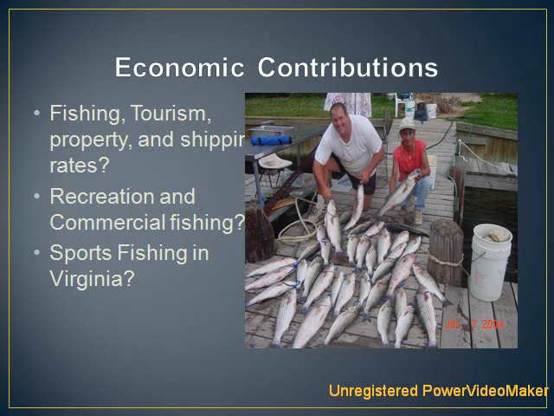Recreation and commercial fishing alone brought in $1.3 billion in 2004, and sports fishing in Virginia is a vital part of the bay economy, so that it employs 15,000 people and grosses over $2 billion annually.